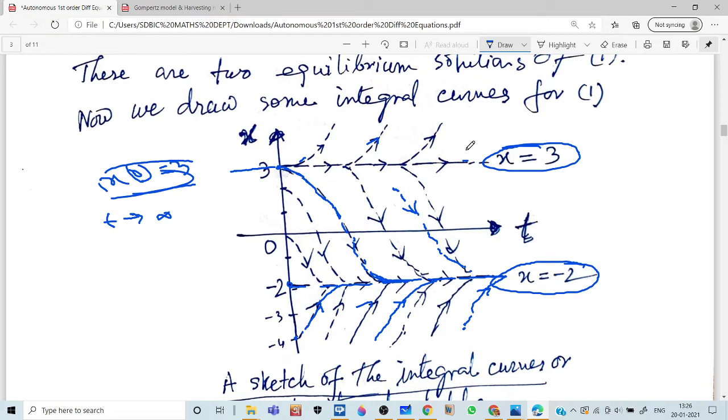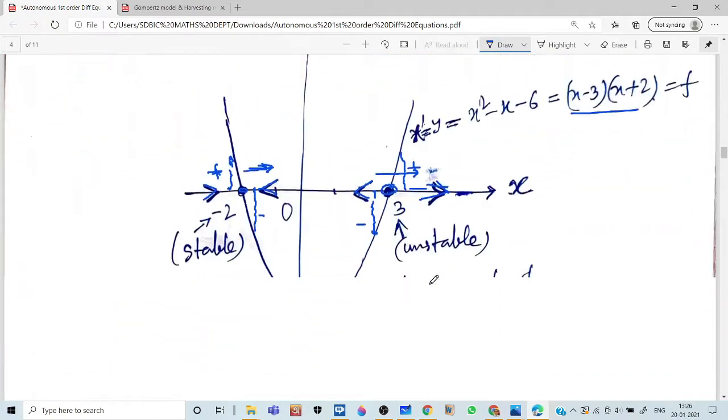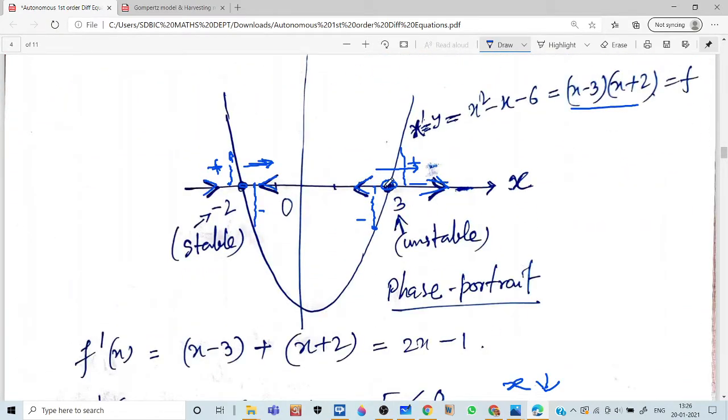If you draw the solution trajectories in the xt space, all trajectories go away from the line x equals 3, and this is the phase portrait. In the phase portrait we put two arrows going away from the point 3, and since they go away from 3, it is called an unstable point.